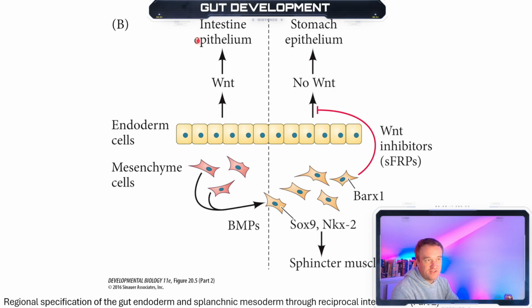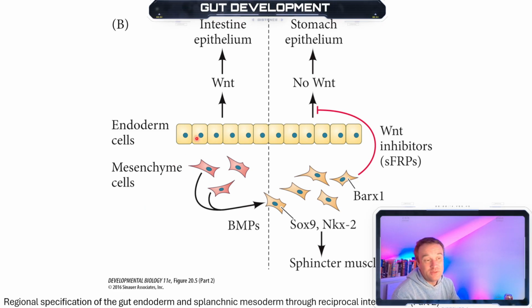Okay, so in the case of intestine versus stomach epithelium, in the stomach, this BARX1 activates SFRPs. Where is that? Here. SFRPs, which then, so these are mesenchyme cells surrounding it, right? Let's take a step back. This figure is kind of upside down, I think, with how they designed it. I didn't design this one.